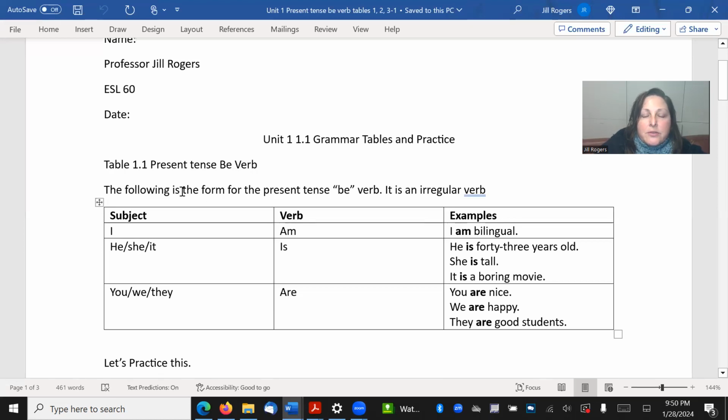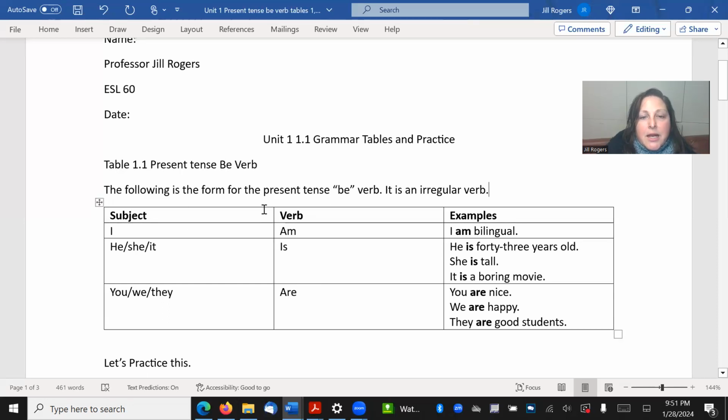So first, let's start. This is called the present tense be verb. Present means now. And it's simple present tense, okay? Also known as simple present tense. The following is the form for the simple present tense be verb. It is an irregular verb, which you'll see, because be turns into these, which is different, right? That's not typically how a verb works.